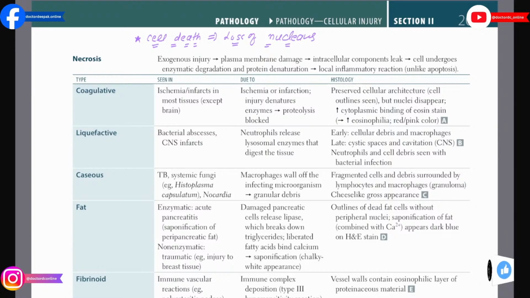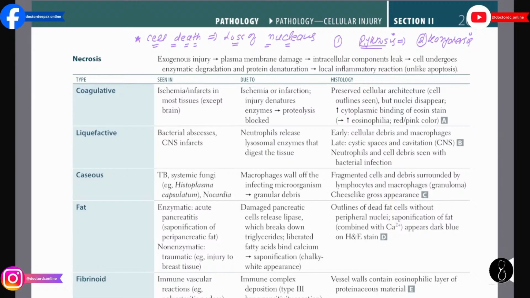There are three mechanisms through which the nucleus is going to be lost. The first one is called pycnosis. What is the meaning of pycnosis? When the nucleus undergoes condensation, it is called pycnosis, and through this, the nucleus is lost. The second is through fragmentation. If the nucleus is lost through fragmentation, it is called karyorrhexis. So what is the meaning of karyorrhexis? Basically, it is a process in which the nucleus undergoes fragmentation.